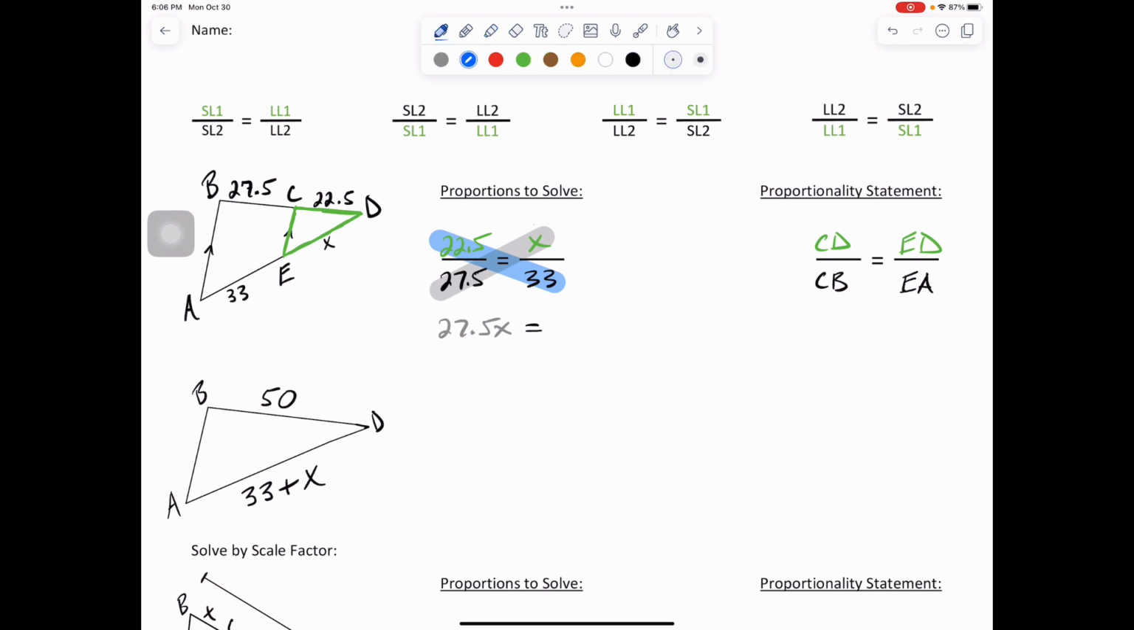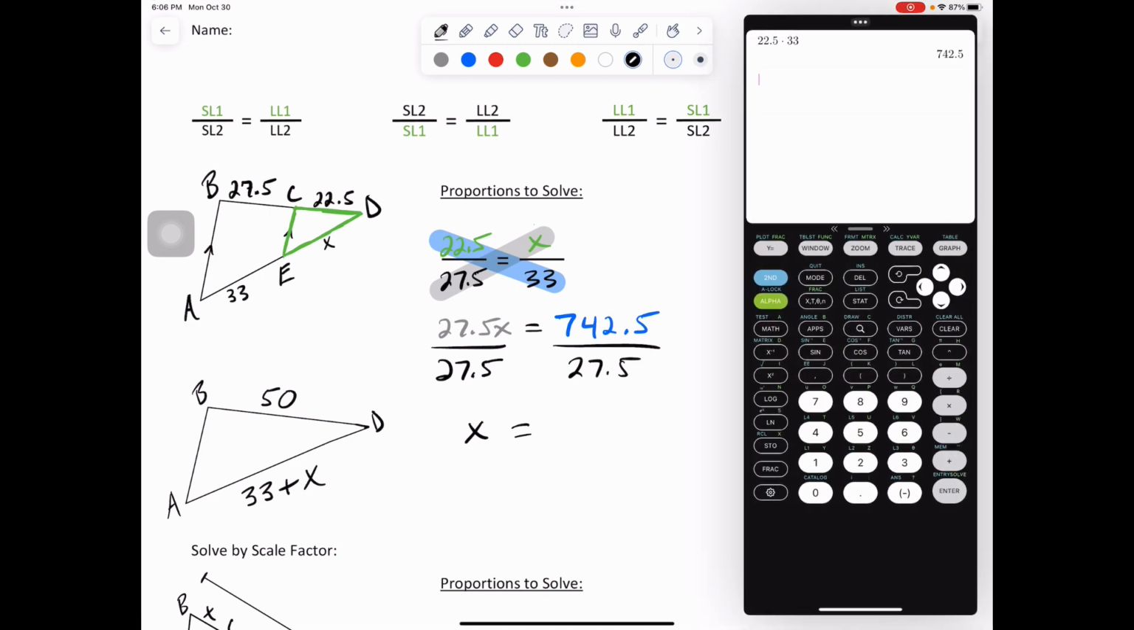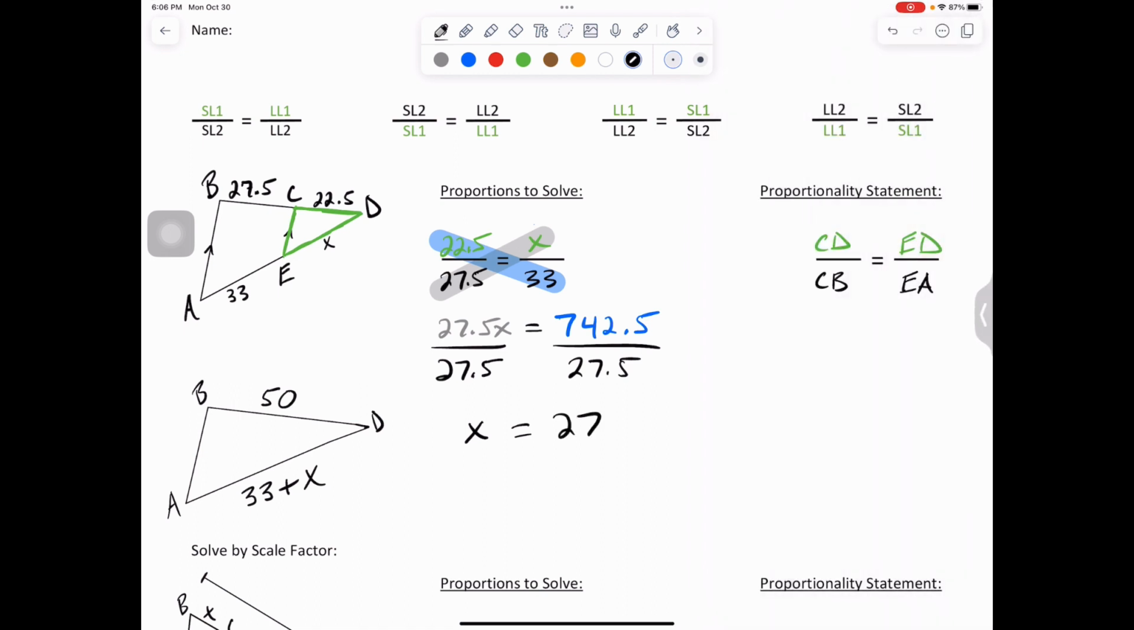Whoa, large numbers. But again, does it matter in math the size of the numbers? Not if we're comfortable with manipulating the formula. And what do we do next to solve for x? Yes, that's exactly what we do. We divide both sides by 27.5, giving us x equals. We will divide this by 27.5, and it will give us the answer of 27. Go ahead and circle for x.